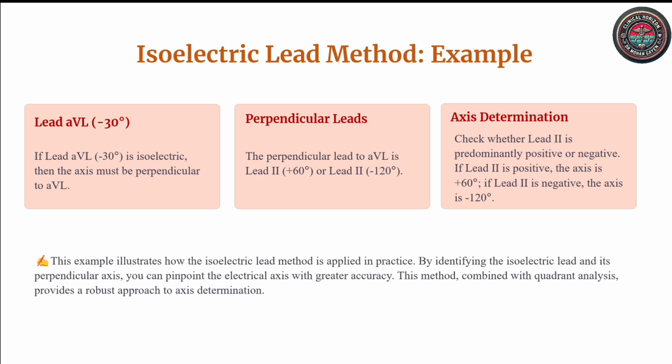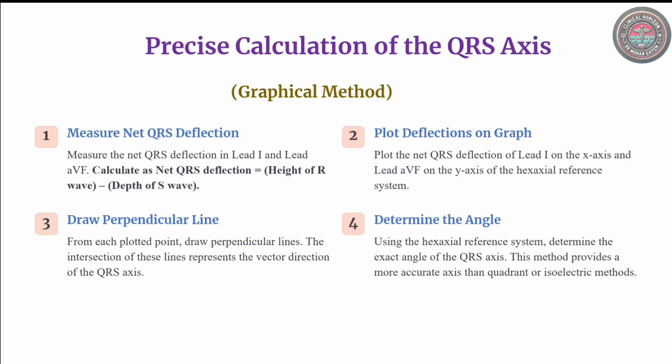Let's explore another new method to calculate the QRS axis accurately. Precise calculation of the QRS axis using the graphical method. For an even more accurate measurement, the graphical method can be used. This technique involves plotting QRS deflections mathematically on a hexaxial reference system to determine the exact angle of the cardiac axis. Steps to use the graphical method.